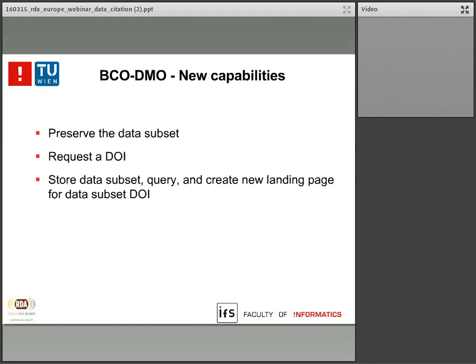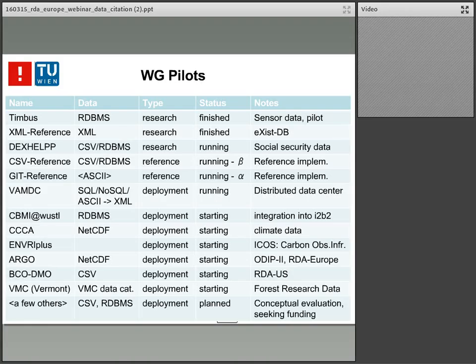So again, what will be implemented in those pilots is that subsets are identified, a DOI gets requested and assigned to that subset via the query, and the metadata is stored. It will create a new landing page for the subset DOI that would then also point to the superset that it came from. So that's the plan within this pilot. I just wanted to give you an impression.